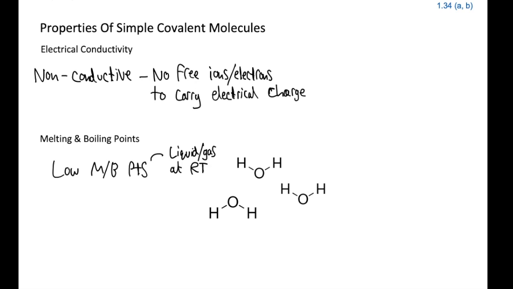Now, as I've said, simple molecules are detached from one another, but the atoms within these separate molecules have strong covalent bonds between them. But this doesn't actually determine the melting and boiling points. What determines the melting and boiling points are these intermolecular forces between the molecules. Intermolecular forces are basically forces of attraction between separate molecules. For example, in a glass of water, you will have millions of these water molecules with intermolecular forces between them.